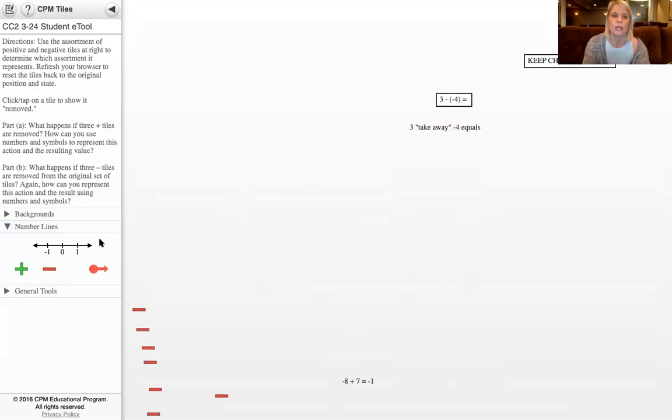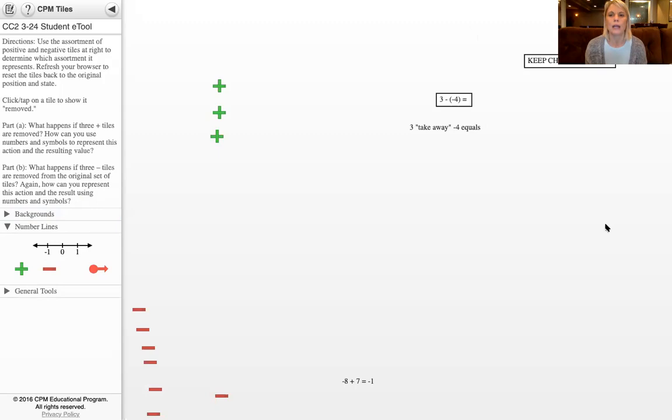So the first thing I do is I represent the 3. So I put 3 positive tiles out here. Now it says I have to take away -4. I don't have any negative tiles. What do you think I'm going to do to be able to have negative tiles? Type it in chat. What do you think I'm going to do? Any guesses on what I'm going to do? Because I need negative tiles to take away, but I don't have any yet. Type in chat if you have an idea of what you think I'm going to do.